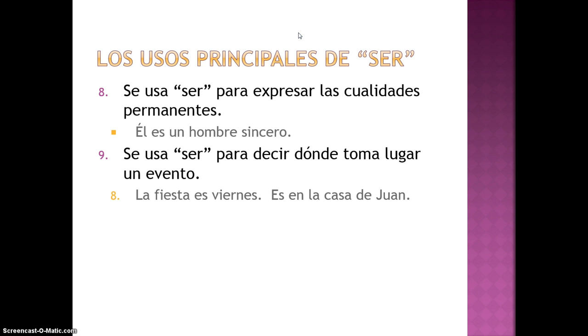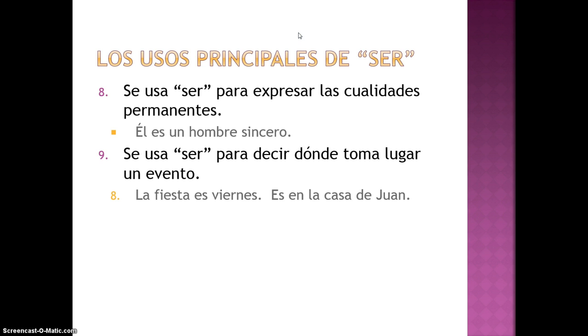which I guess you can apply to basically all of the uses that I've already said. For example, él es un hombre sincero. He is a sincere person. Sincerity doesn't really change, and if it does, it takes a very long time. So we basically think it's permanent. If somebody is funny or smart, those are all types of permanent qualities.